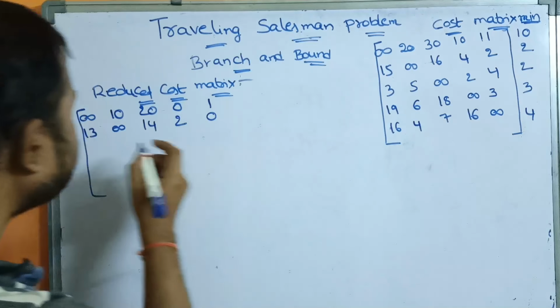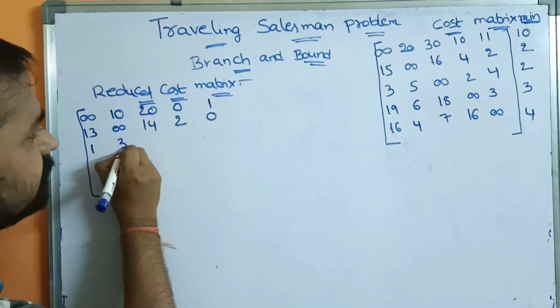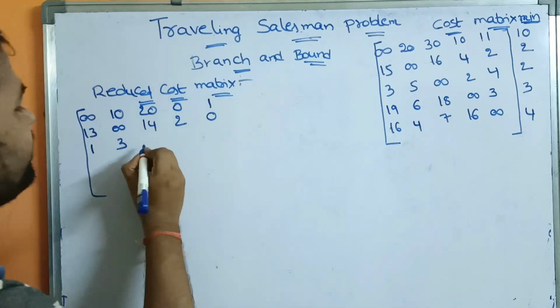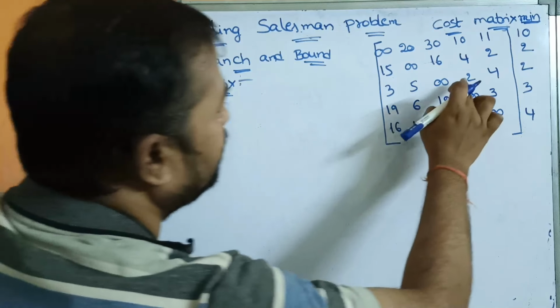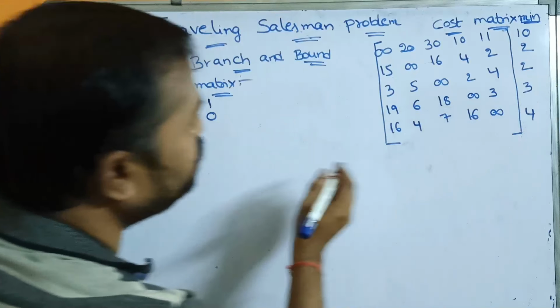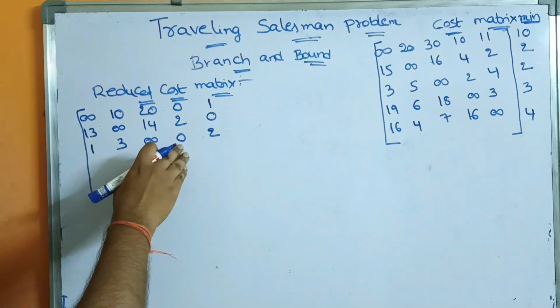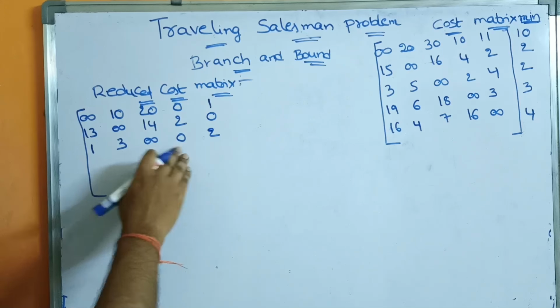So 3 minus 2 means 1. 5 minus 2 means 3. Infinity minus 2 means infinity. 2 minus 2 means 0. 4 minus 2 means 2. If we observe here also, we got one entry as 0.